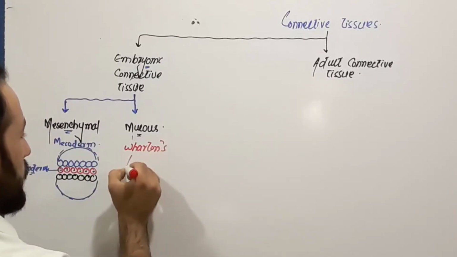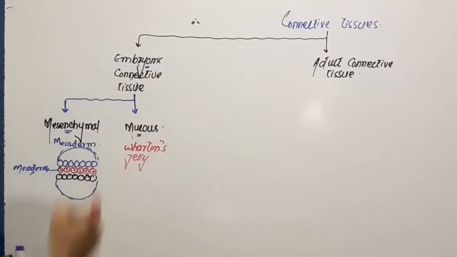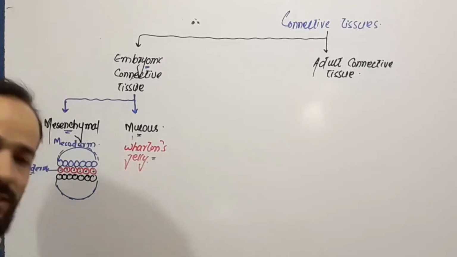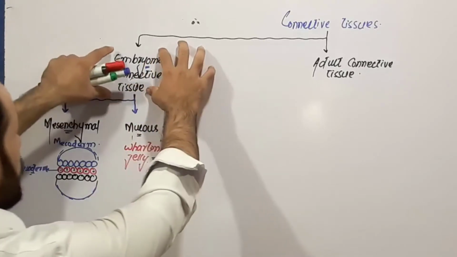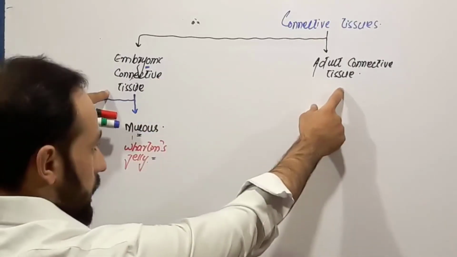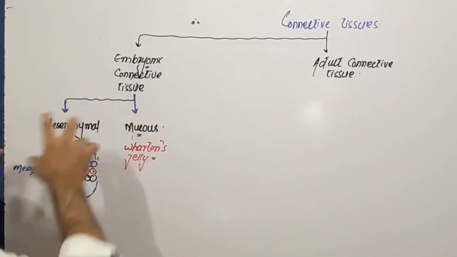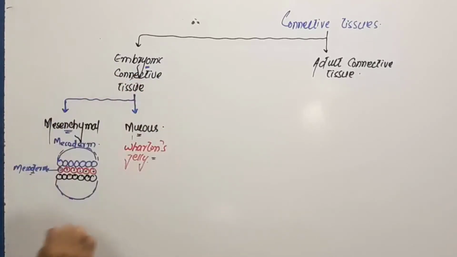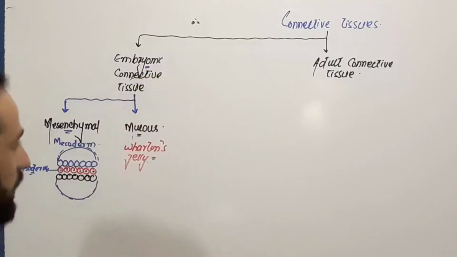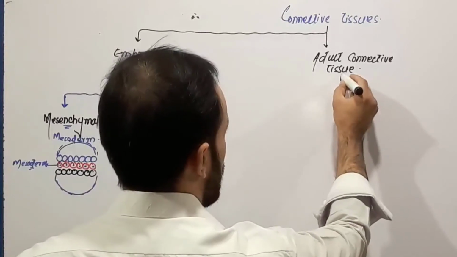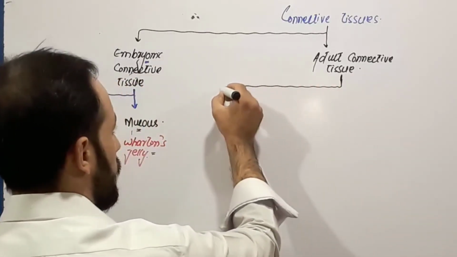Wharton's jelly. So the example of mucus embryonic connective tissue is the Wharton's jelly, right? And it is present in the cord of the baby, the placental cord, right? So this we did the classification. Connective tissue is of 2 types: embryonic connective tissue and adult connective tissue. Embryonic connective tissue in our body was of 2 types: the mesenchymal embryonic connective tissue and the mucus embryonic connective tissue. The adult connective tissue in our body is divided into 3 major classes, right?